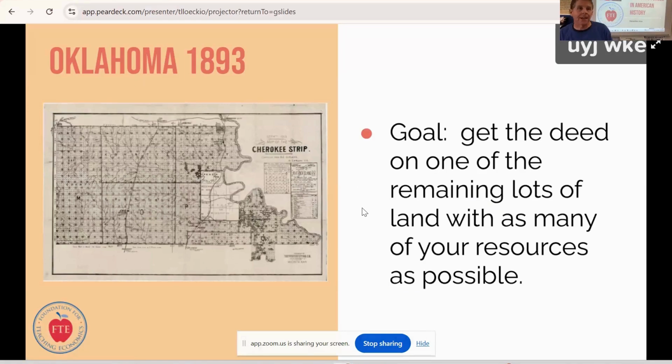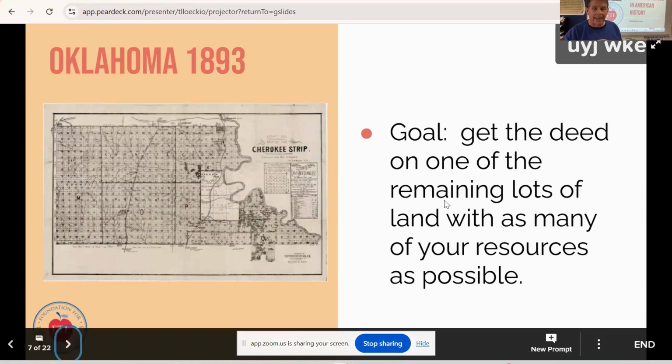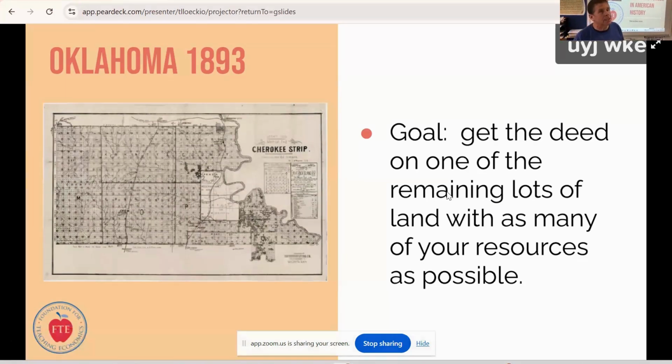There will be 6 of them, and it says "one of the remaining lots" here on the screen, because some of those 6 plots of land might already be claimed before you get there, and you'll be out of luck. The way you're going to claim a plot of land is by putting as many of your resources as possible on it.